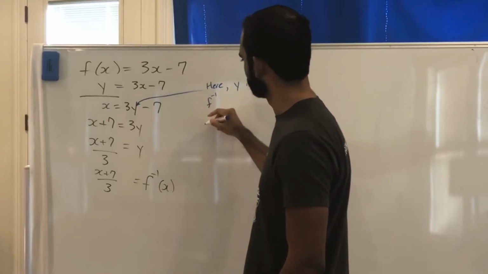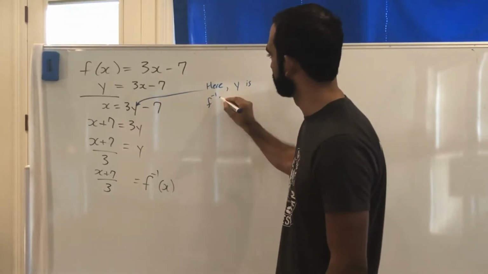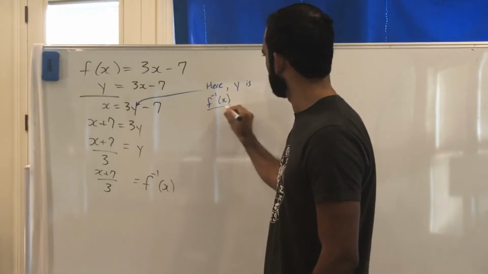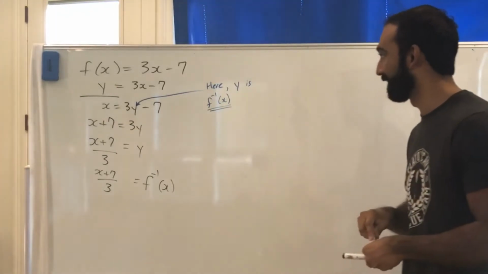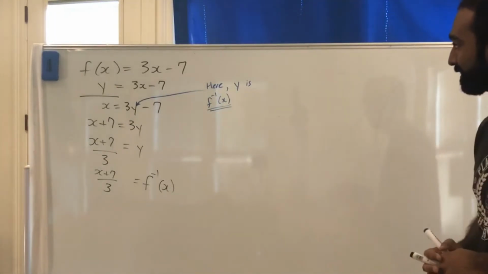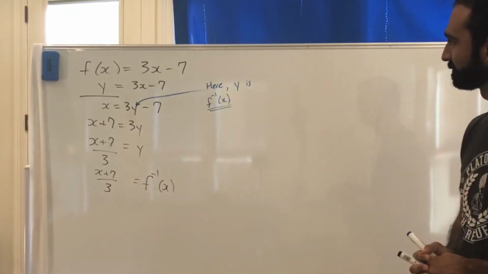f inverse of x, right? Not f prime, but the inverse of that. Why did I say f prime? Yeah, inverse. They're easy to confuse, but yeah. They both have that little 1 dash on it. Yes.